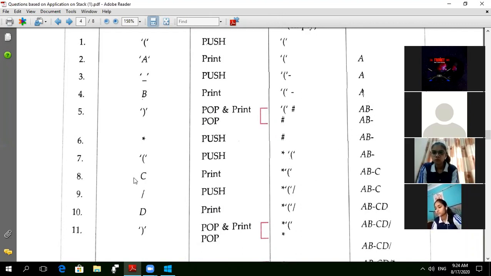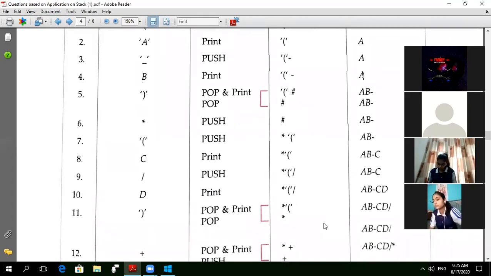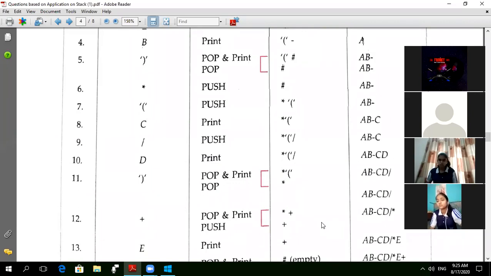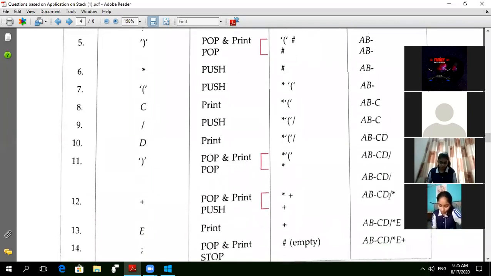Then bracket start, push the multiply, bracket, a b minus. Then c will come, a b minus c. Then the divide sign, multiply bracket divide, a b minus c. Then d will come, no problem, a b minus c d. Then bracket close. When the bracket closes, then the divide sign will come here. Then the plus sign, no problem, this plus has come.